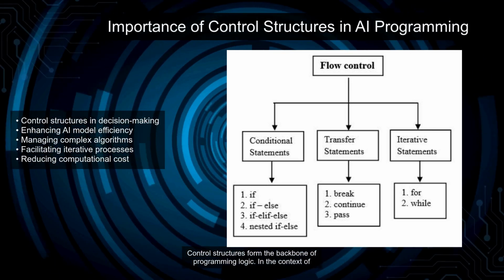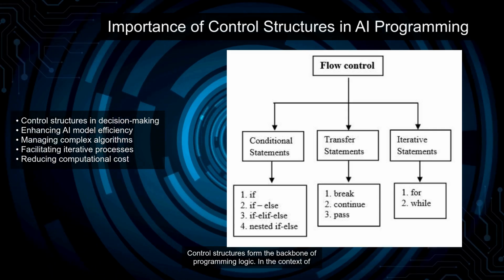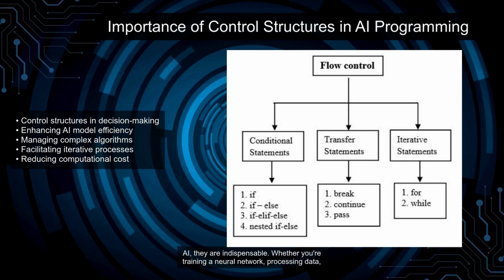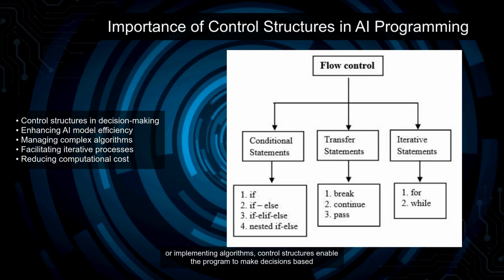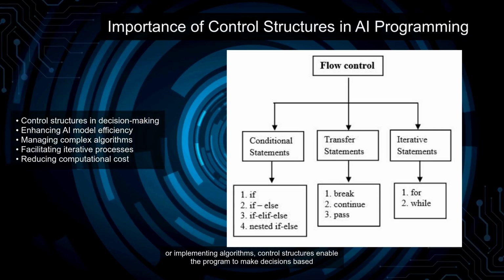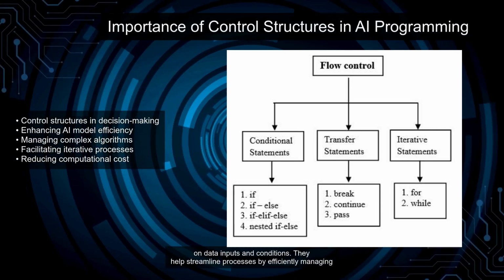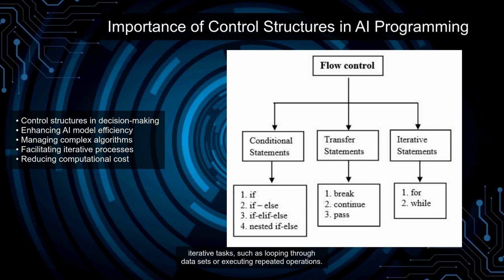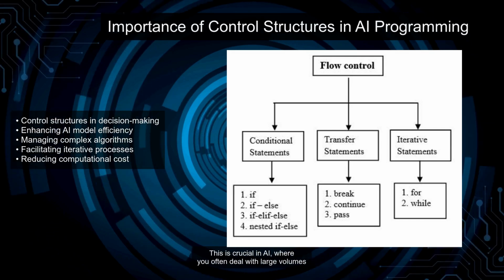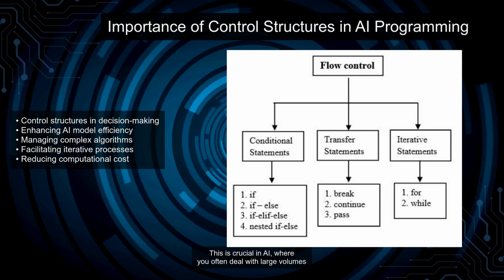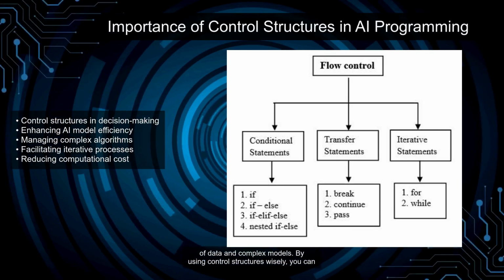Control structures form the backbone of programming logic. In the context of AI, they are indispensable. Whether you're training a neural network, processing data, or implementing algorithms, control structures enable the program to make decisions based on data inputs and conditions. They help streamline processes by efficiently managing iterative tasks, such as looping through data sets or executing repeated operations. This is crucial in AI, where you often deal with large volumes of data and complex models.